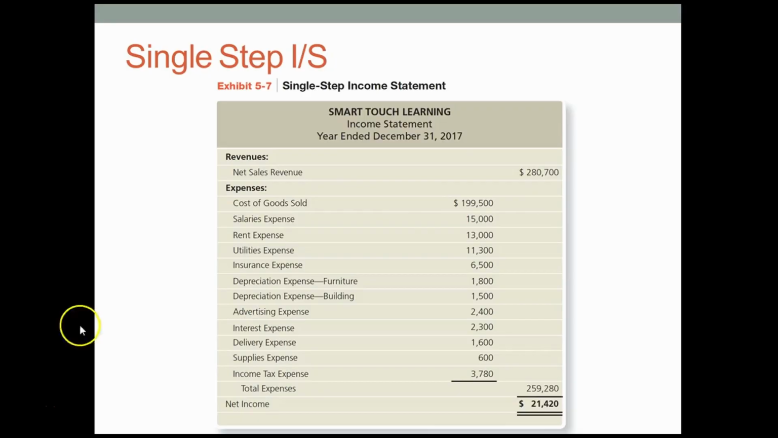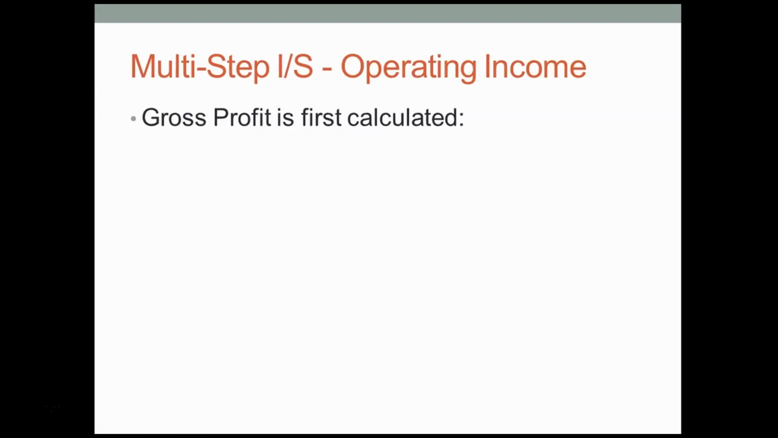So this is a look at the single-step income statement. We see that we have our revenues here, and then we have all of our expenses, including cost of goods sold, all listed out. We have our total expenses, and then we calculate net income. So there are no intermediate steps in here. It's just revenues minus expenses to get to net income. In a multi-step income statement, we have what's known as operating income. So the steps are: gross profit is first calculated, which is our net revenue minus cost of goods sold.